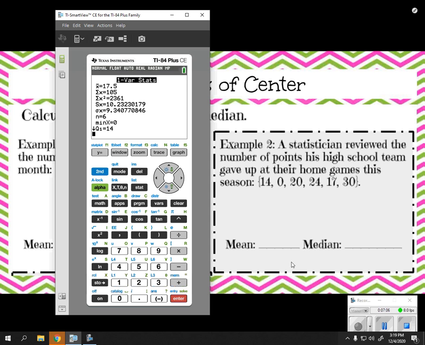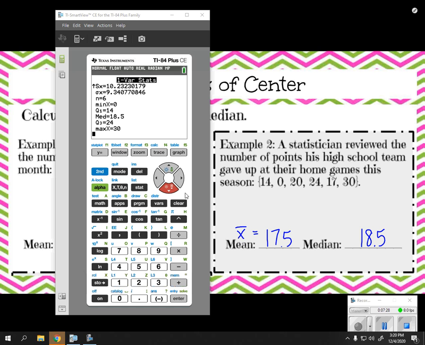And then can you tell which one's the mean? 17.5 is the mean. Can you tell which one's the median? I got to scroll down. 18.5 is the median. So 17.5 is the number up at the top. That's X bar. So you could say X bar equals 17.5, and then the median is 18.5.